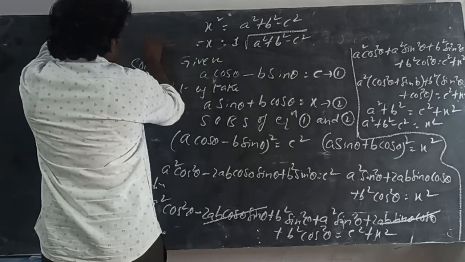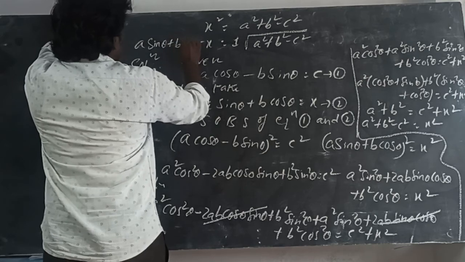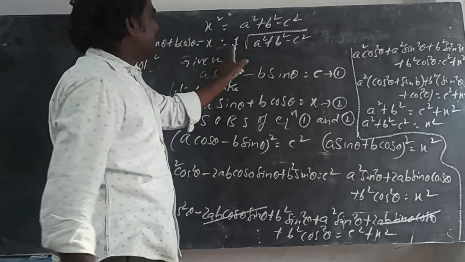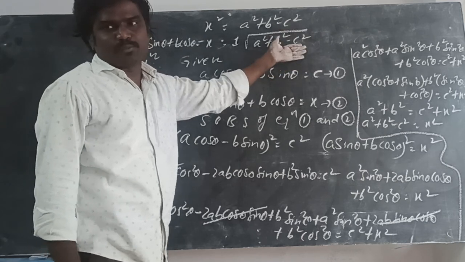Here X is what? We take A sin theta plus B cos theta is equal to X, which is equal to plus or minus square root of A square plus B square minus C square. Therefore, hence proved.